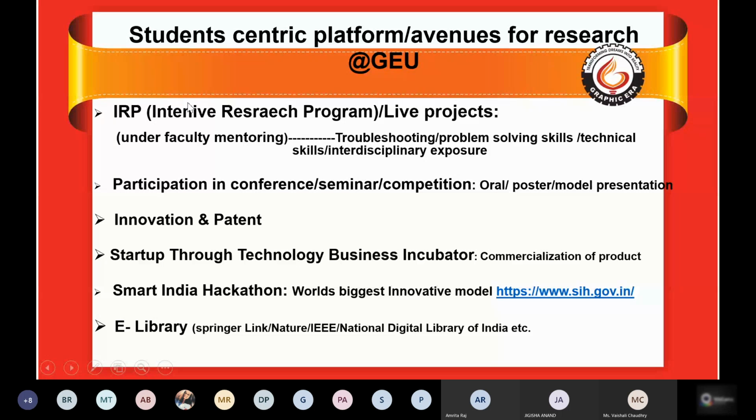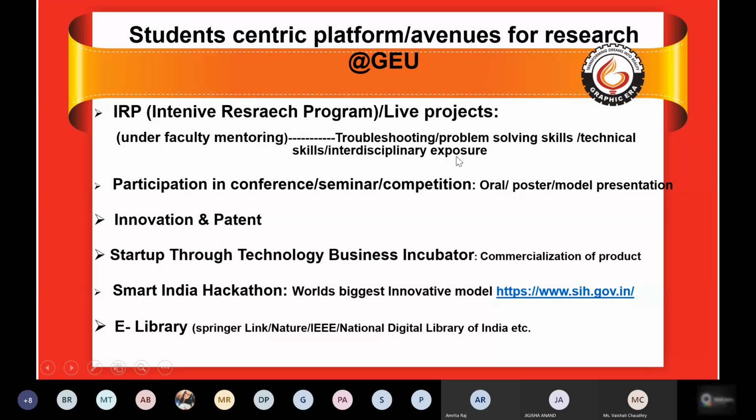In our university, we have an IRP cell where the intensive research program is organized. We also call it the live projects. So actually the students who have orientation towards research are subjected to do research under the mentoring of a faculty of the interest area, where you are able to troubleshoot the problem. You have the skill to solve the problems, you will develop technical skills, and you will get interdisciplinary exposure.